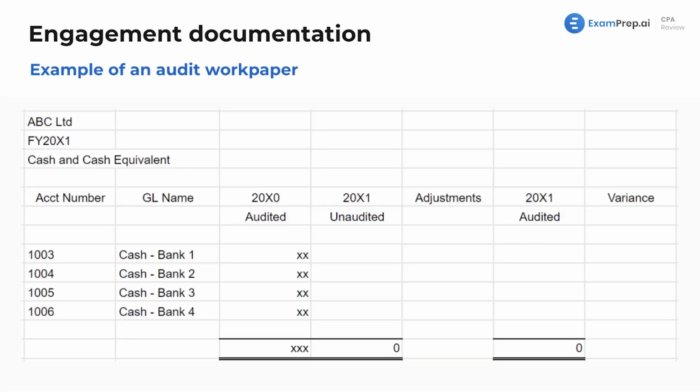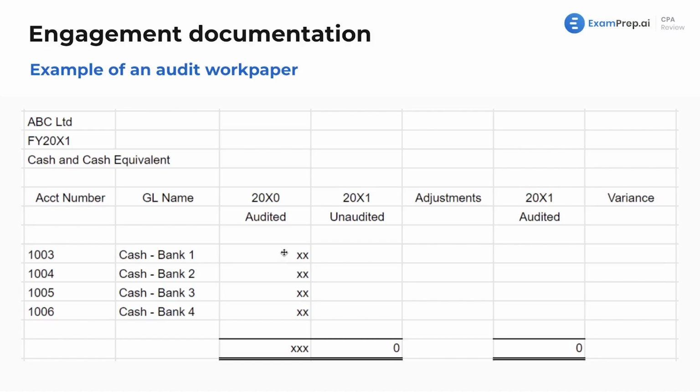Here it's much more rough, right? But when we say we're working in Excel, here, ABC, LTD, that's the entity. Here's the year we're working on. This is the cash and cash equivalents. And in this case, we've got the different general ledger accounts. We've got the name. So just 4 different bank statements.